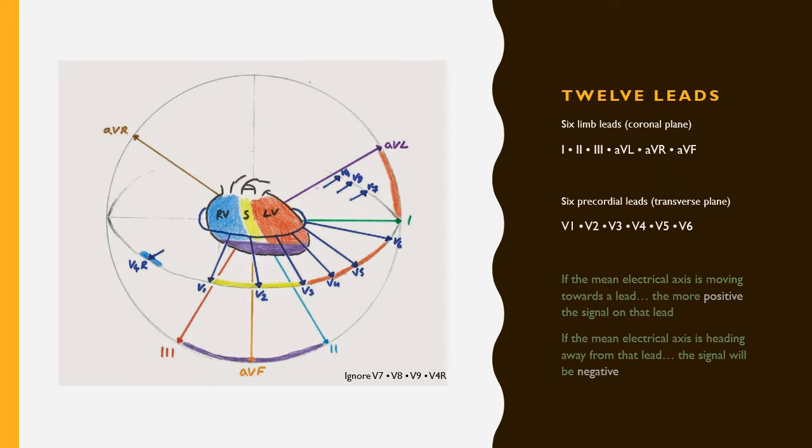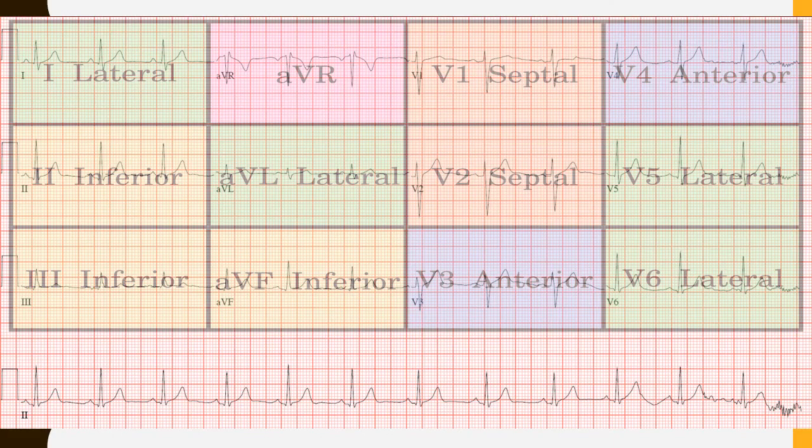There are 6 limb leads which exist on the coronal or frontal plane. There are 6 precordial leads which exist on the transverse plane. What matters is the direction that these leads or detectors pick up on, and this, unfortunately, just needs to be memorized. Inferior leads are 2, 3, AVF. Left lateral leads are 1, AVL, V5, V6, and anterior leads are V2, V3, V4. Right-sided leads are V1, AVR. Note the position of these leads on the diagram. The arrangement of these leads on an ECG sheet is like this.